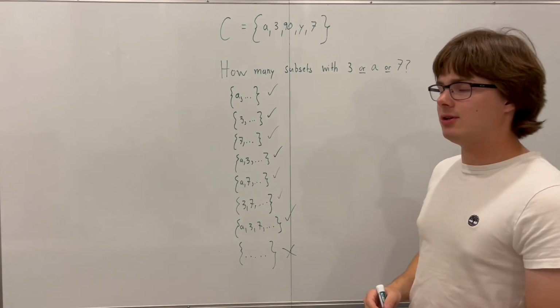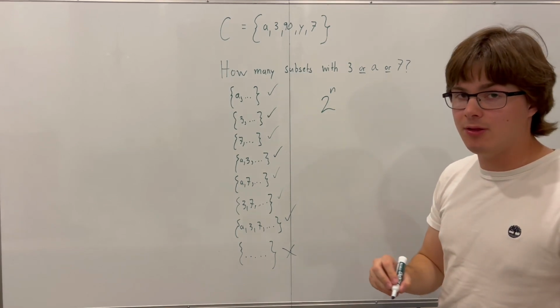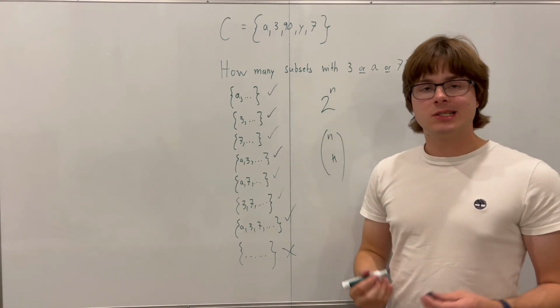So how are we going to do this? As always, I'm going to use both methods. I'm going to use first the 2 to the power of n method, and then I will try and compute this with our n choose k method. So let's go ahead and do that.